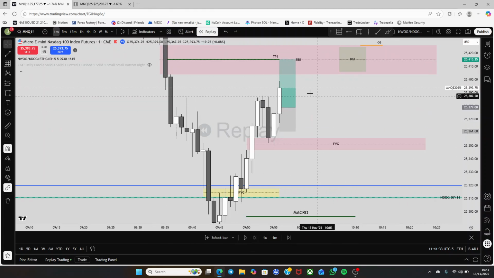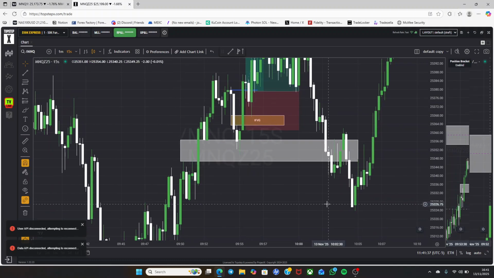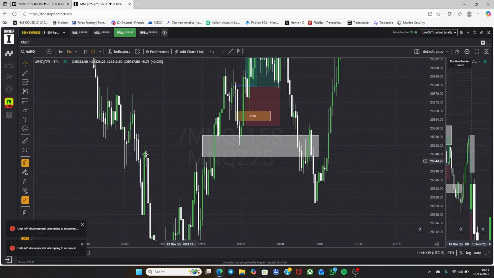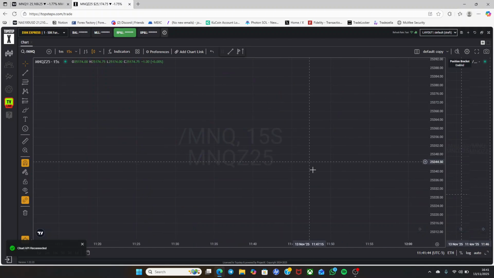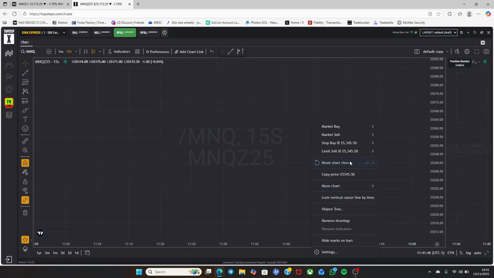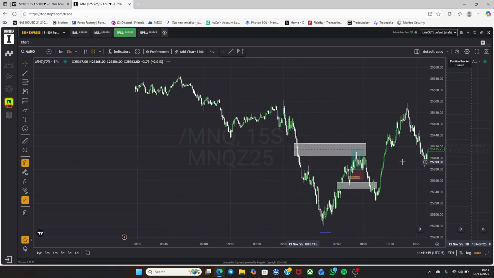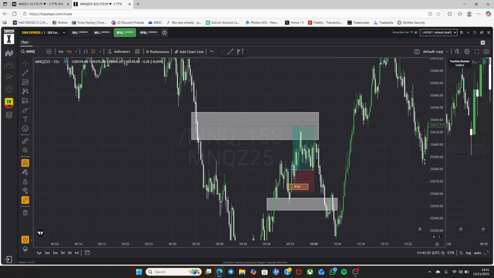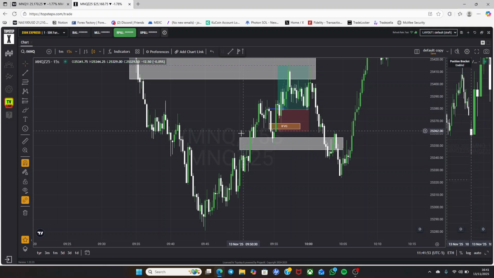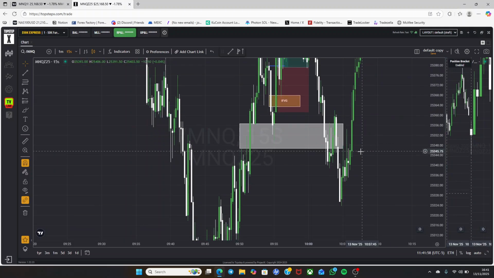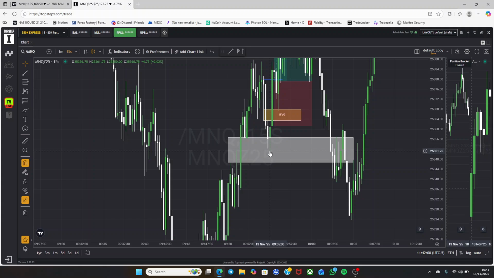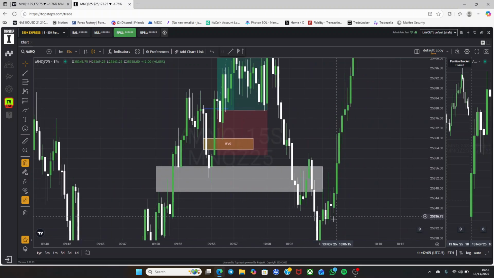And then my entry was, I used the second time frames to enter, so I'll show you that now. So this is on the 15 second. This grey box is the 1 minute fair value gap, just on the 15 second time frame. So as you can see, look, we looked into it and then displaced from it immediately.